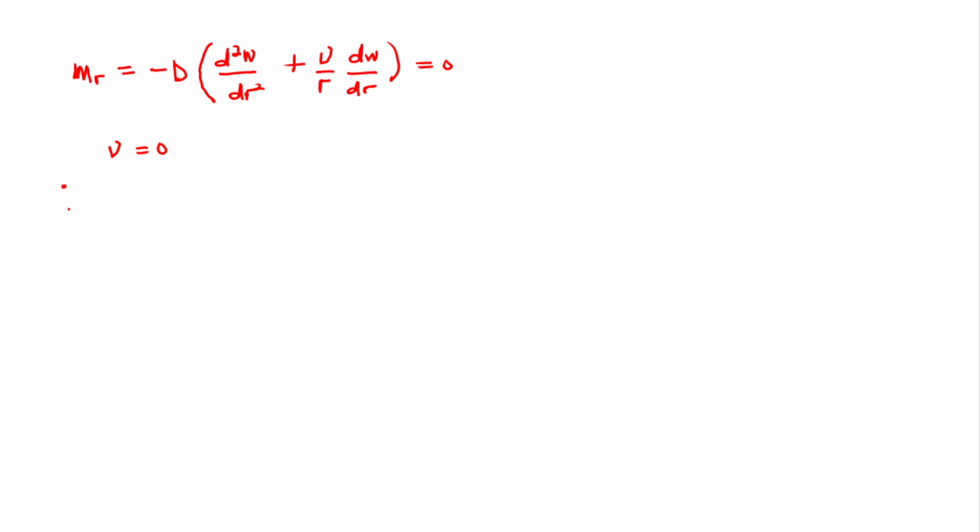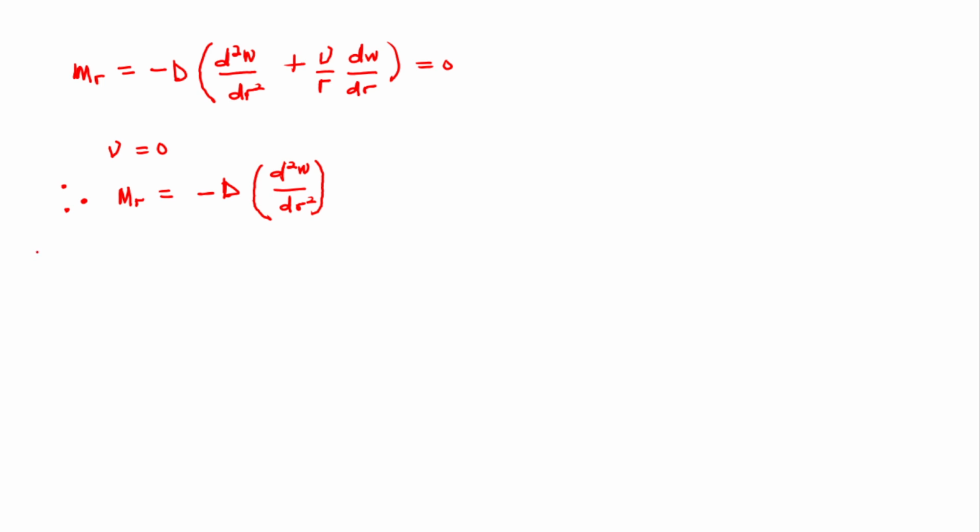Therefore, MR will be equal to minus D, that's our rigidity value, the square W over the R square. So to obtain the square W over the R square, we differentiate.